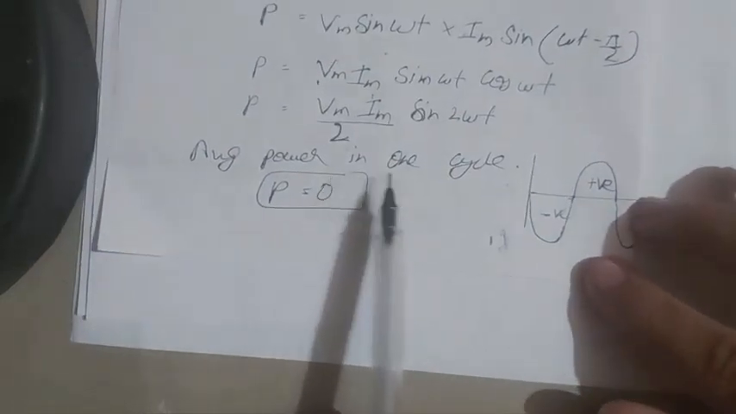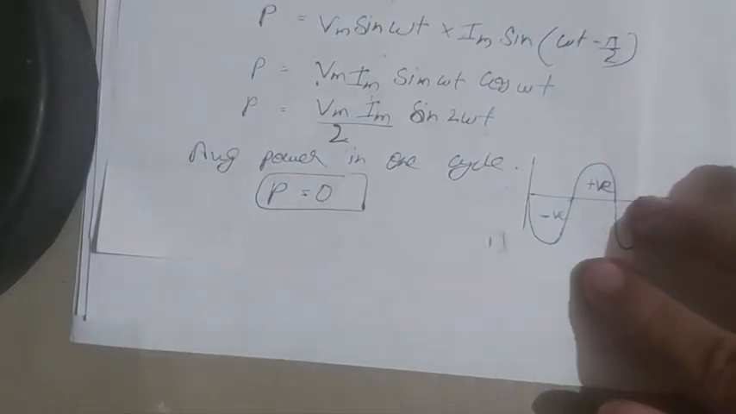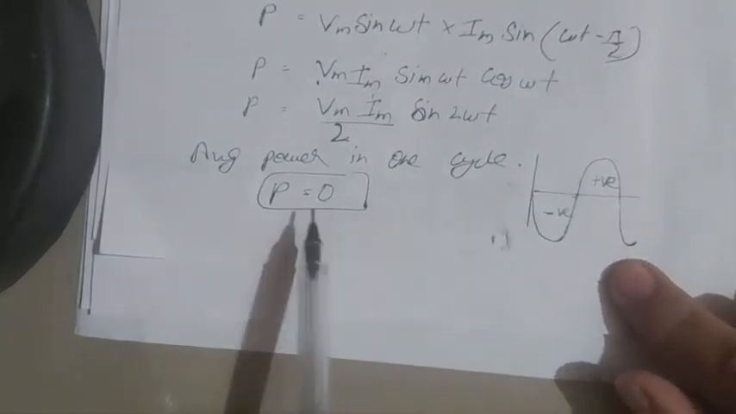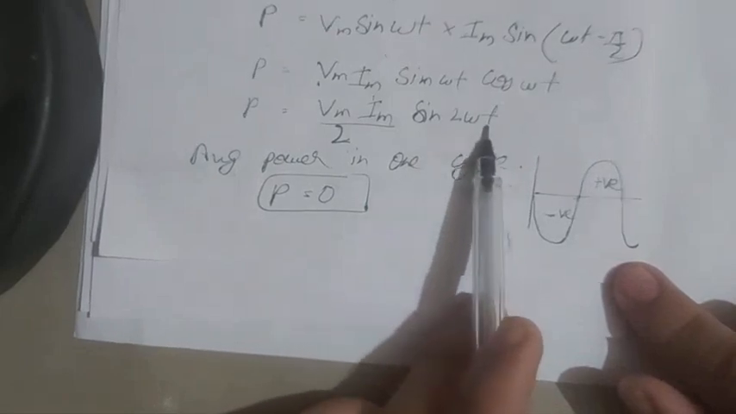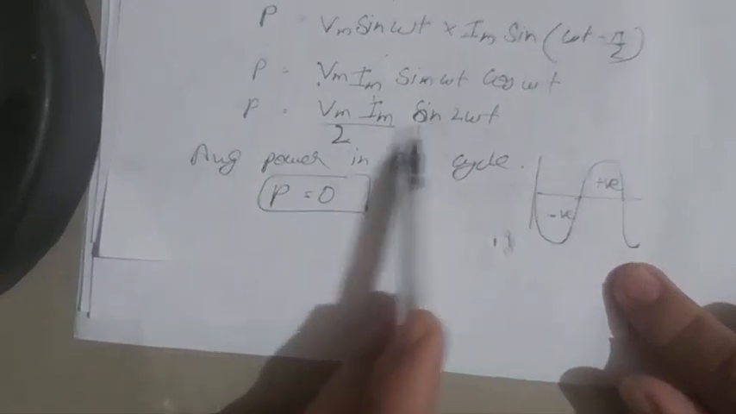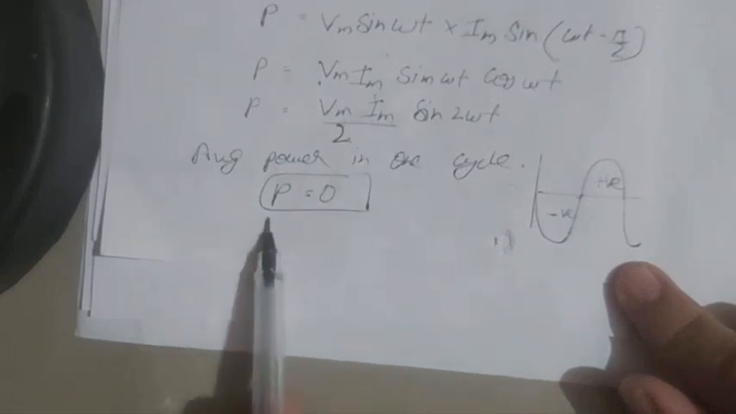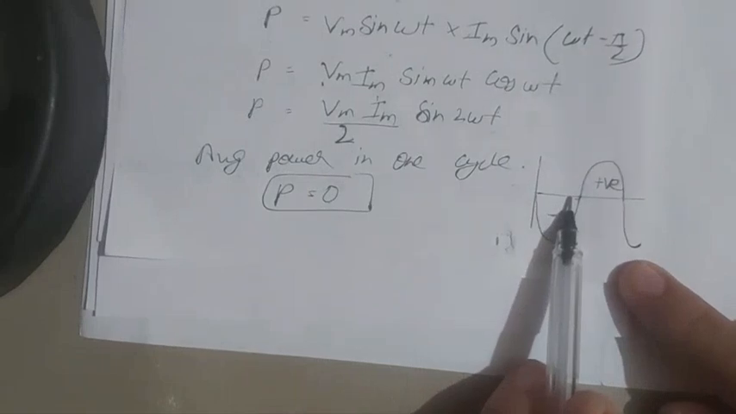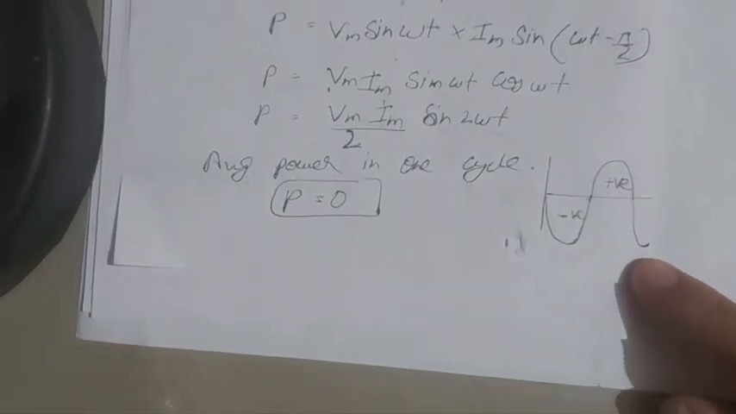After that, average power in one complete cycle. The average value of power in one complete cycle is 0, because the value of sin 2 omega t in a complete cycle is 0. So after multiplying with 0, P is equal to 0. You can see one alternation is negative and one alternation is positive.